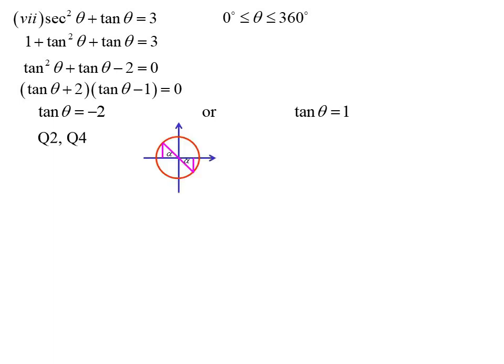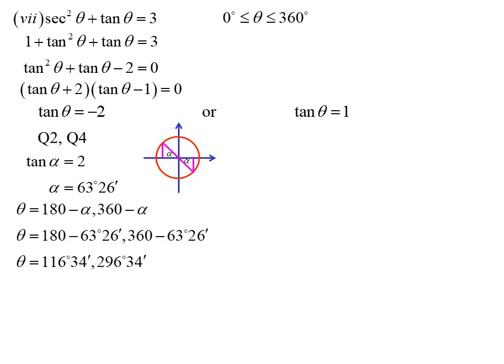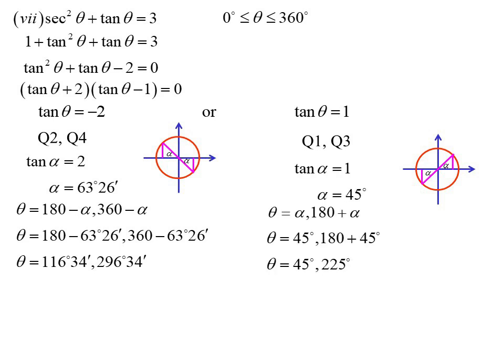So the first one, we're in quadrants 2 and 4, acute angle. There are our possibilities. The other one, quadrants 1 and 3, acute angle's 45 degrees. We have our answers. Pull it all together. Write a final statement. Don't just leave 2 answers over here and 2 answers over here. I like to put them in numerical order. I suppose you don't have to, but it just looks nicer. There are our 4 answers.